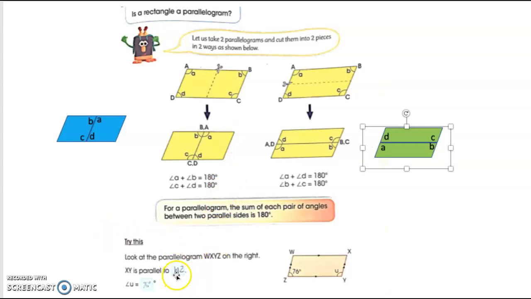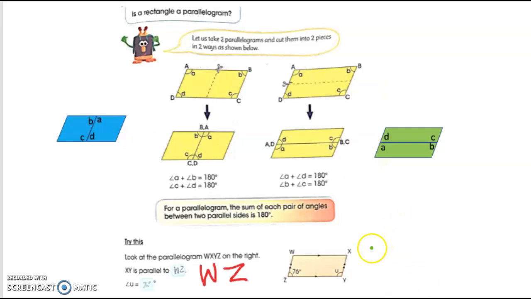Now look at this. Let's try this one. Look at the parallelogram WXYZ. XY is parallel to this. They are opposite, so they are parallel to WZ, right? And then U equals how much? See, this is U. This is an angle between the parallel sides, right?